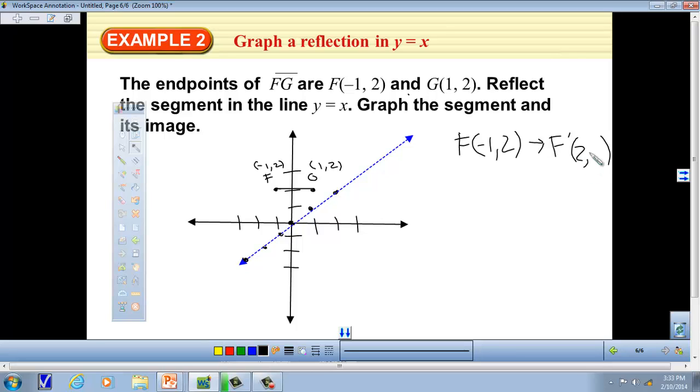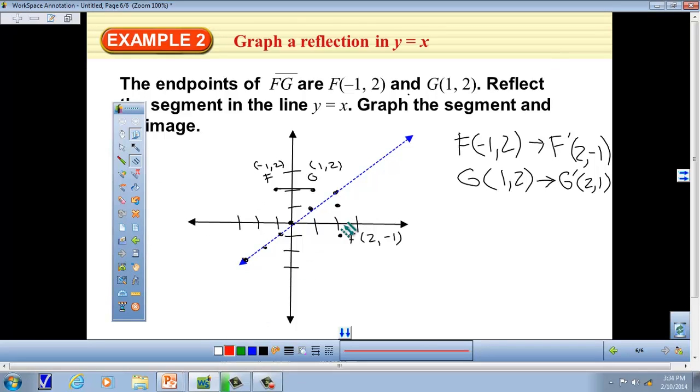So this gives me 2, negative 1. And if we do 2, negative 1, this is my new F, which is at 2, negative 1. If I want to do my G, which is at 1, 2, I just flip-flop it, and I get G prime, which is 2, 1. Okay? So if we do that, that's 2, 1, that's right there. And if we graph that, that's a line that looks like this.